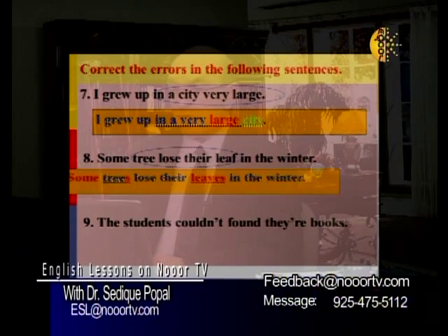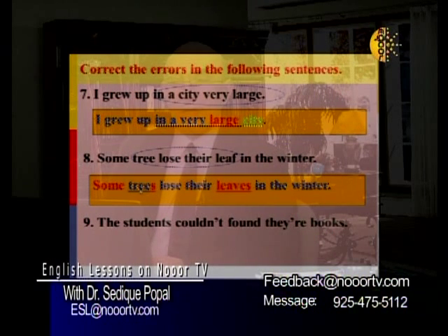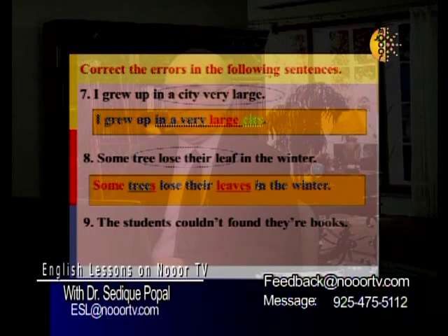So the correct answer is here. Some trees lose their leaves in the winter. So what was wrong? After some, we have to use the plural form of the noun. So some trees. And then there what? Not leaf, not 1 leaf, but many leaves. The plural of leaf is leaves here. And that's how it works. Some trees lose their leaves in the winter.